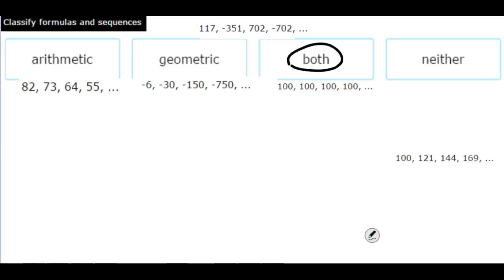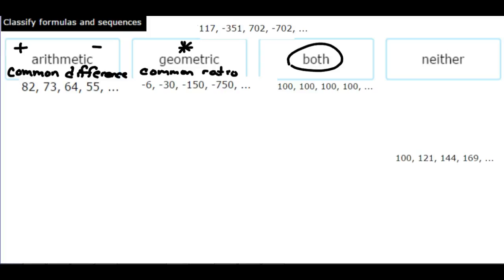So to summarize all that, when you're doing an arithmetic sequence, you're either adding or subtracting the same number every time, which is called a common difference. In geometric, you are multiplying. You are multiplying by the same number. It's called a common ratio. And of course, both is both. You have arithmetic and you have geometric. With neither, you may have a nice little pattern, but you don't have either the common difference or the common ratio.